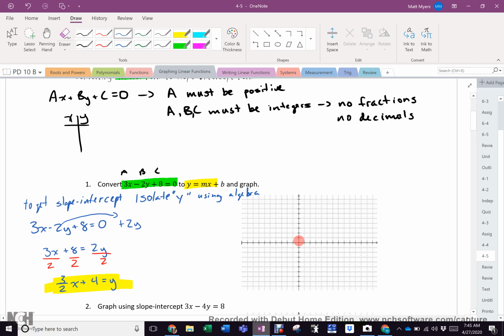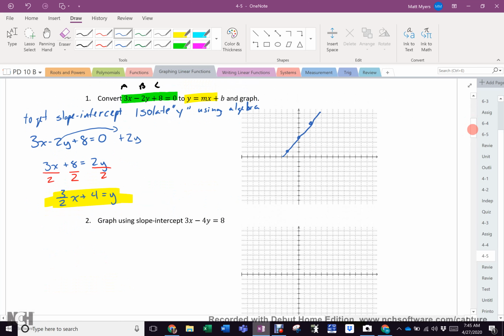Plus 4: 1, 2, 3, 4, and its slope is 3 over 2, and it's positive. So I go up 1, 2, 3, and I run 1, 2. Or I go down 1, 2, 3, and I run 1, 2. And there's my line. That is how easy this is.